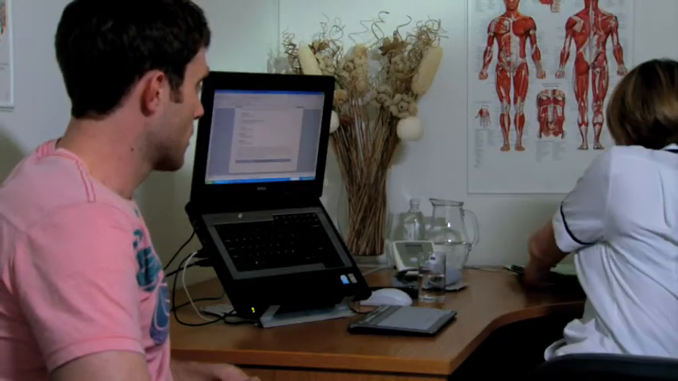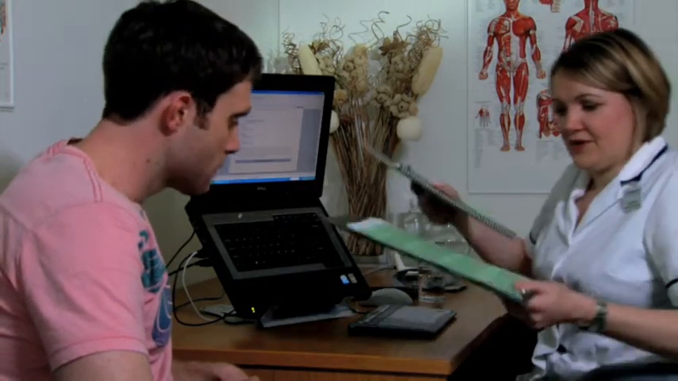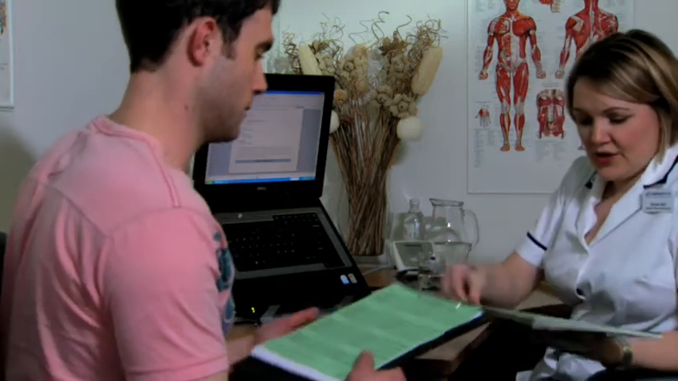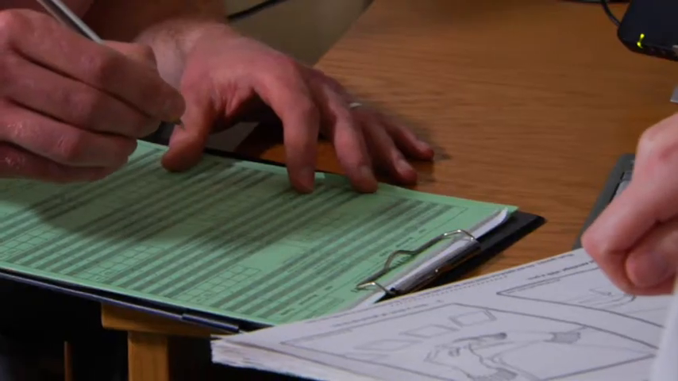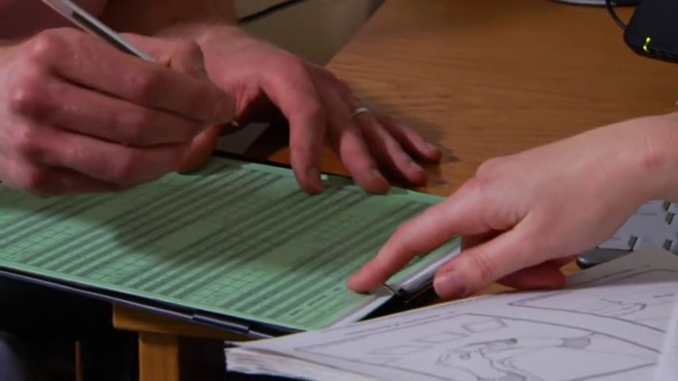I'll give them a questionnaire to rate their pain, and I'll also give them a functional questionnaire, which allows them to indicate what they think they currently can and can't do. I'll show them a booklet containing drawings and descriptions of various activities, and they'll then rate their capabilities on an answer sheet.